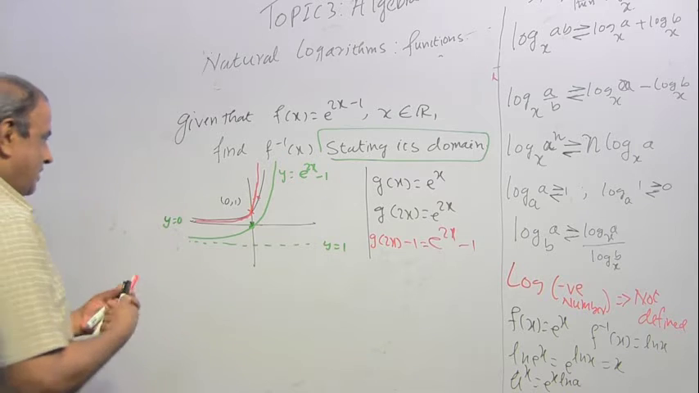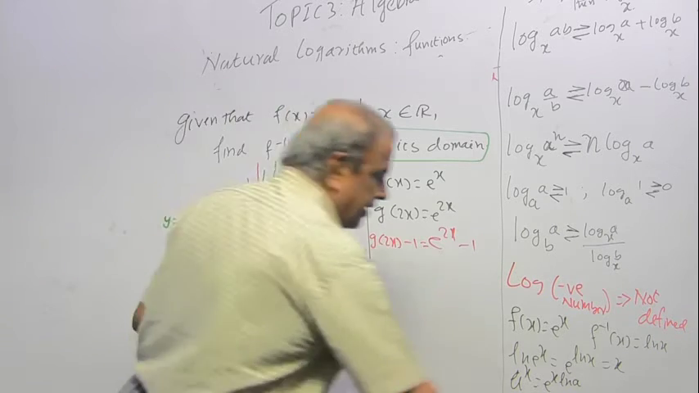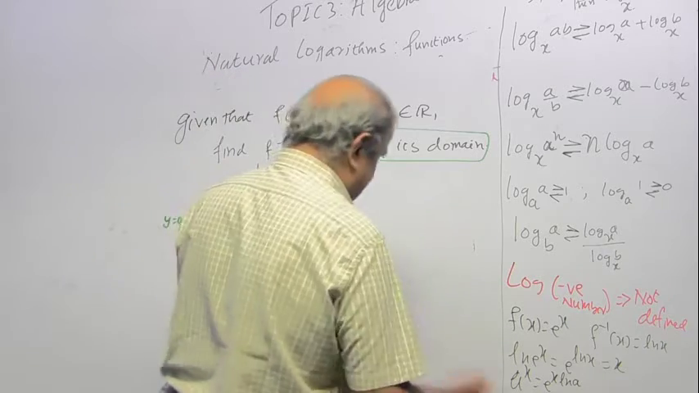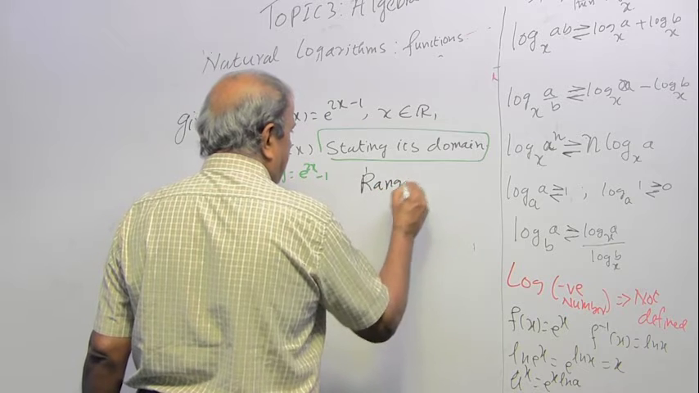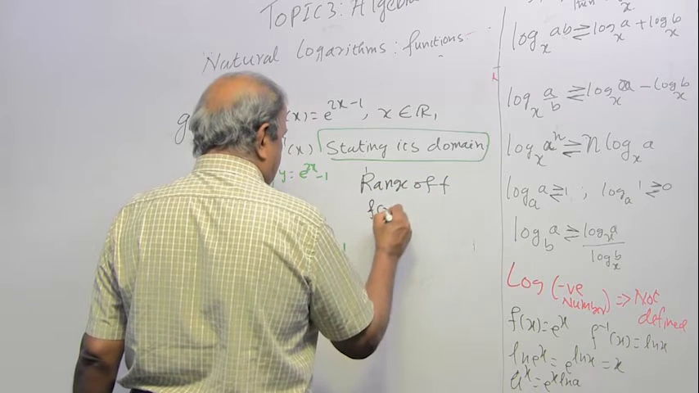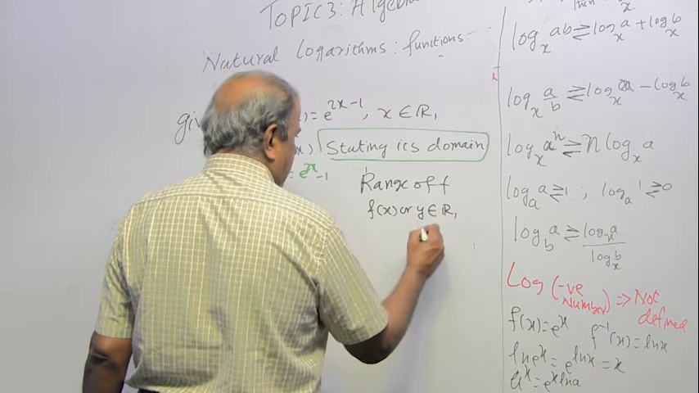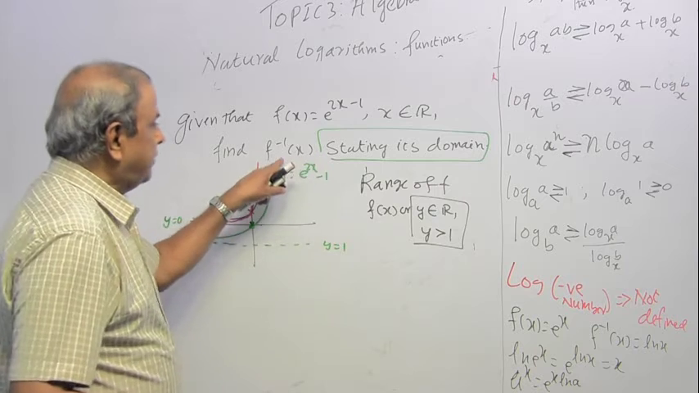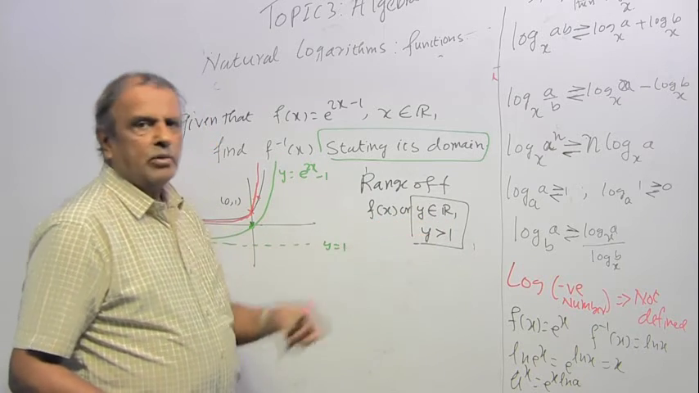Good. So therefore, what is the range of f? I'm going to put the same one or a similar example in the handout. So the range of f is f of x or y belongs to R, y greater than or equal to minus 1. So the domain of f inverse will be x belongs to R, x greater than minus 1.